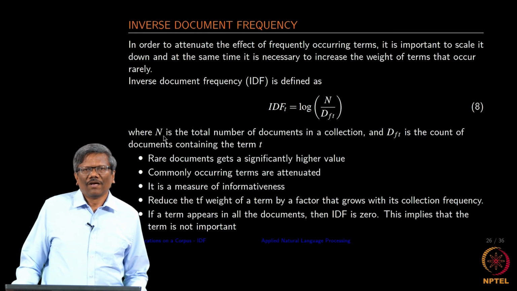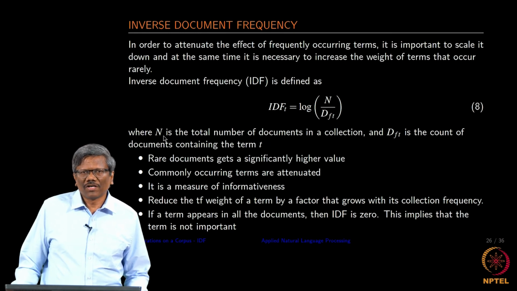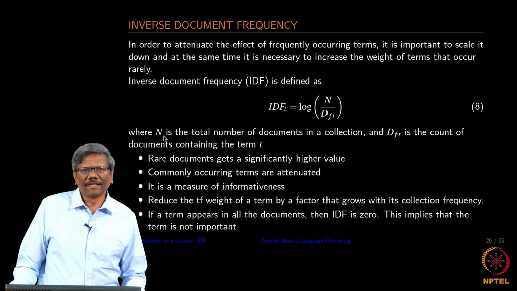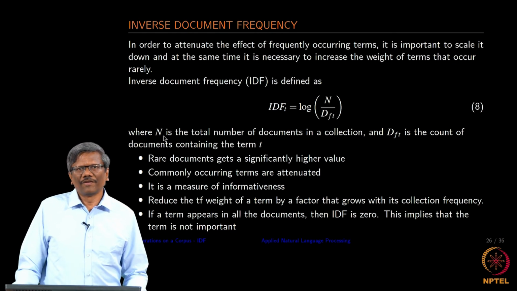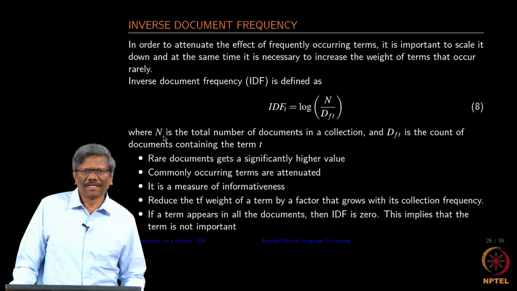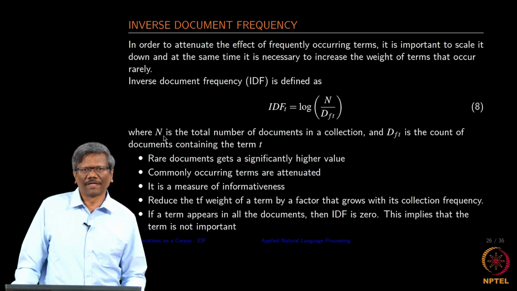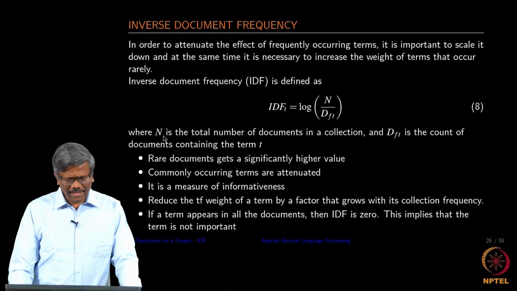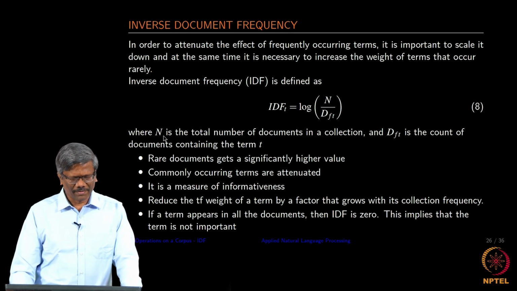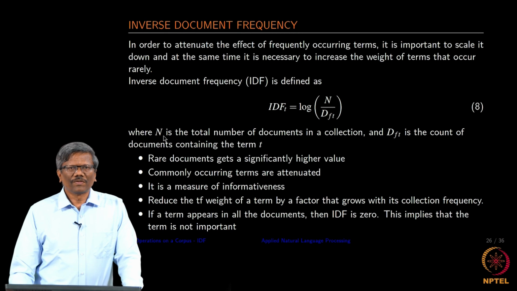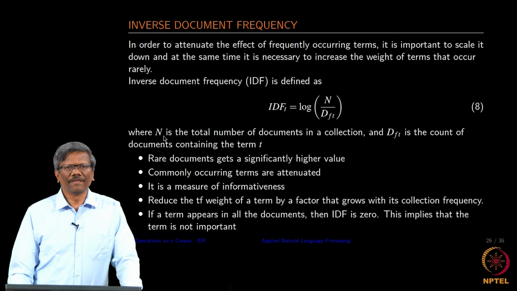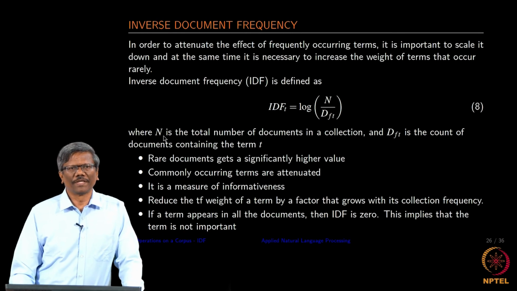For example, there are 1000 documents and a particular term occurs only once in the entire corpus. That means the IDF value is higher, and if you have a term appearing in every document, then the IDF value for that particular term is lower. So, in doing so, we are actually attenuating the commonly occurring terms. It also brings in the concept of informativeness in the document.